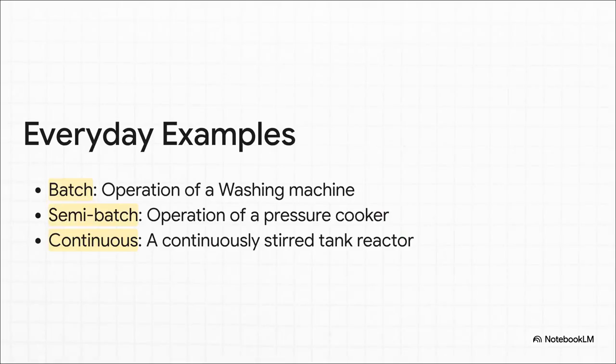And you can spot these all over the place. Doing a load of laundry, that's a classic batch process. You load it, you run it, you unload it. But what about a pressure cooker that's slowly letting off steam while it cooks? That's what we call a semi-batch, because something is leaving mid-process. And that huge oil refinery running 24/7? Oh yeah, that's the textbook definition of a continuous process.